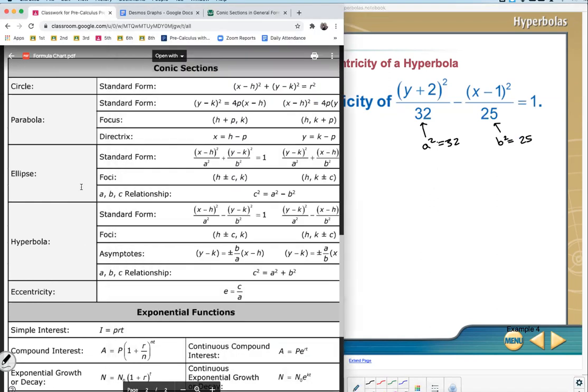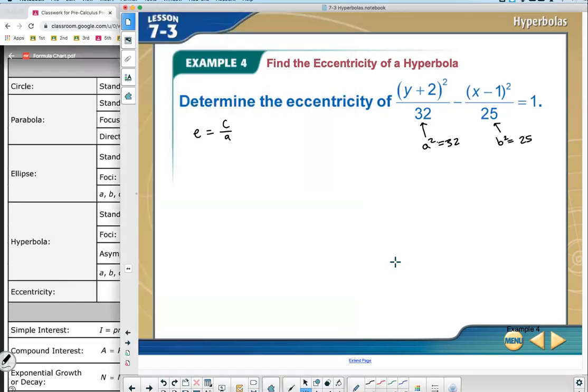So we're actually going to need a second formula for this problem, and that is the ABC relationship. And that says that c squared equals a squared plus b squared, just like the Pythagorean theorem. So there it is. So what does that mean for us on this problem? Well, I could find my c squared by saying c squared is going to equal 32 plus 25. 32 plus 25 is 57. So c squared equals 57, then c would equal the square root of 57.